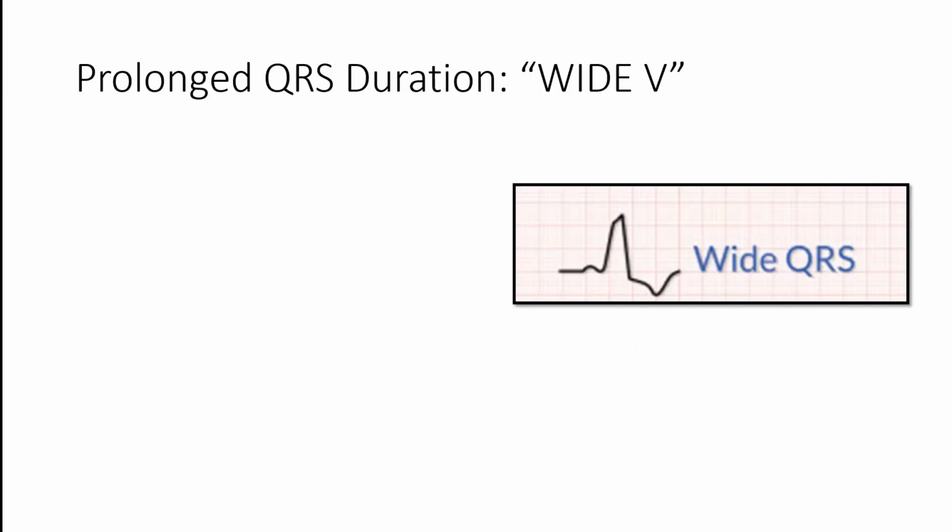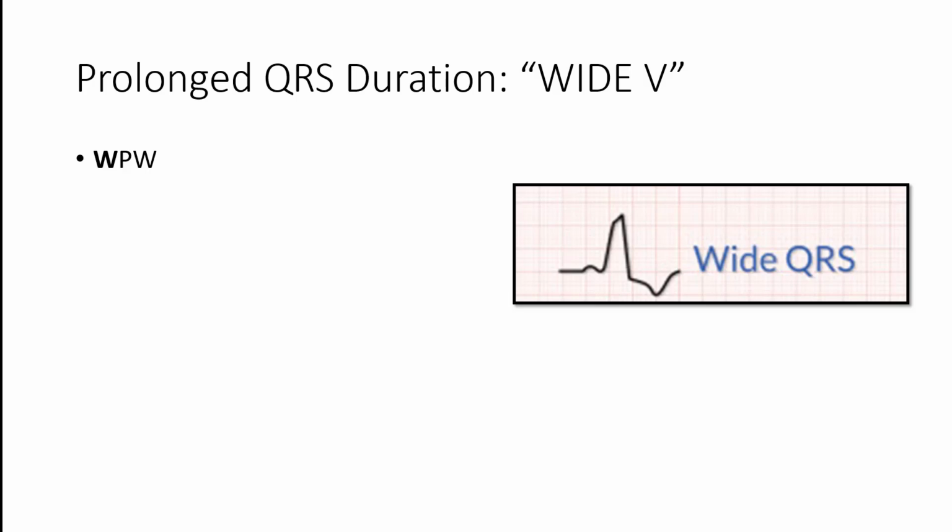Now, sometimes you're going to find a QRS complex that is wide in duration, greater than 0.12 or 3 smalls, and then you're not going to have a bundle branch block pattern to hang your hat on or some other fascicular block. You then need to develop a differential diagnosis for widened QRS complex. WIDE V is one mnemonic to help think about the potential causes of a widened QRS complex.